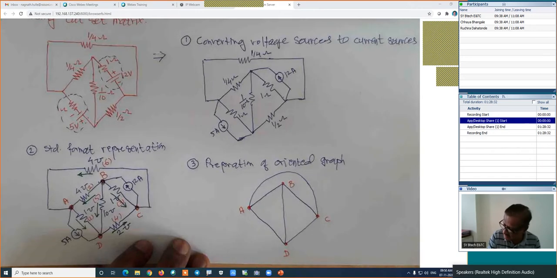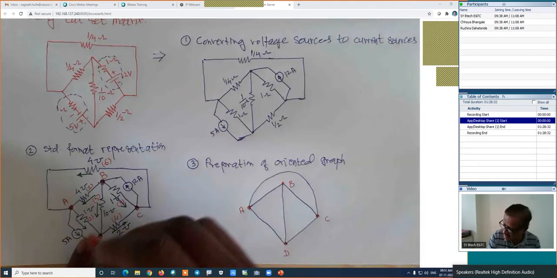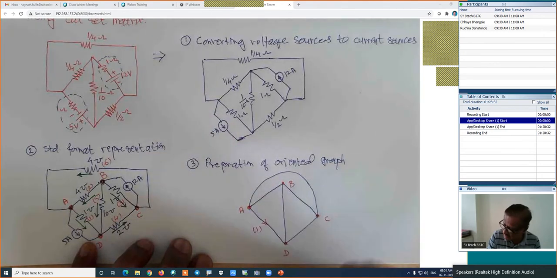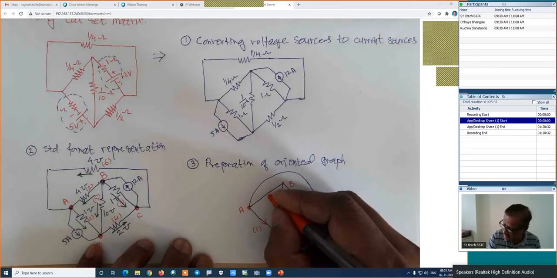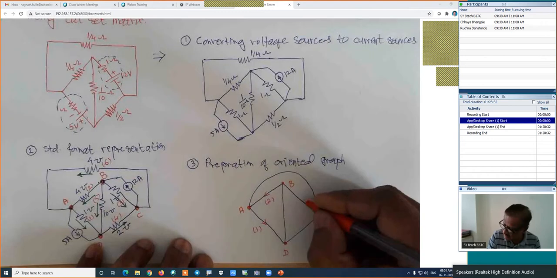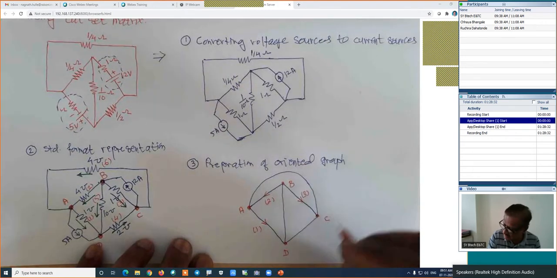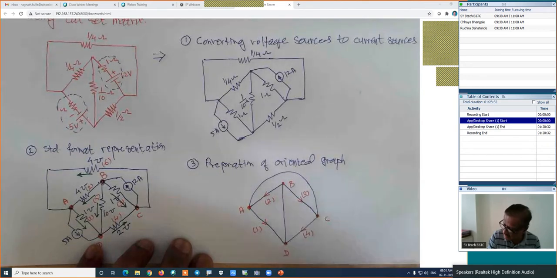Is it right? Now I will give names to the branches as well as assume the direction of the current. In this case, the current of branch number 1 we have taken as downward, and this is branch number 1. The second branch, its current we have taken as downward, and this will be branch number 2. Its current we have taken again downward, and this is branch number 3. Its current is downward, and this will be branch number 4.